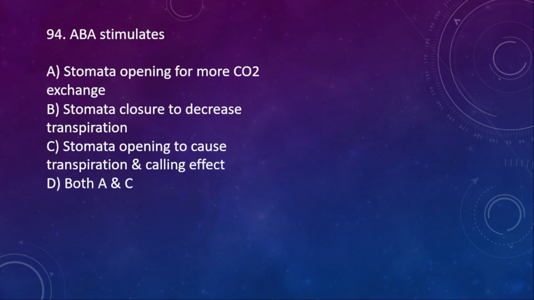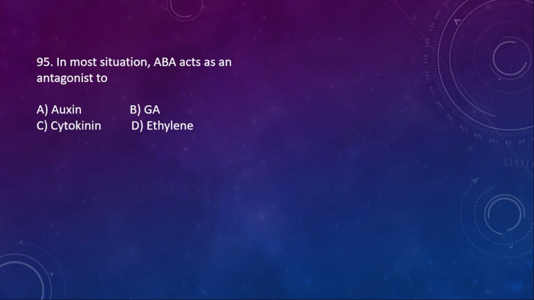94th question. ABA stimulates A. Stomatal opening for more CO2 exchange. B. Stomatal closure to decrease transpiration. C. Stomatal opening to cause transpiration and cooling effect. D. Both A and C. Here the right option is B. Stomatal closure to decrease the transpiration.